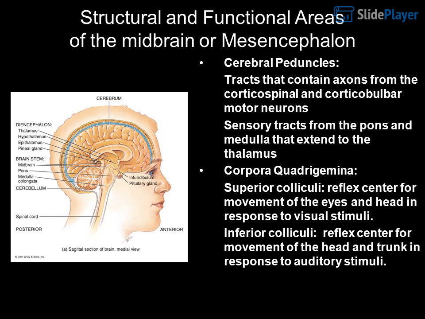Structural and functional areas of the midbrain or mesencephalon. Cerebral peduncles: tracts that contain axons from the corticospinal and corticobulbar motor neurons, and sensory tracts from the pons and medulla that extend to the thalamus. Corpora quadrigemina: superior colliculi, reflex center for movement of the eyes and head in response to visual stimuli. Inferior colliculi, reflex center for movement of the head and trunk in response to auditory stimuli.